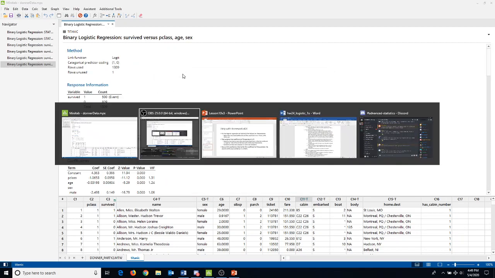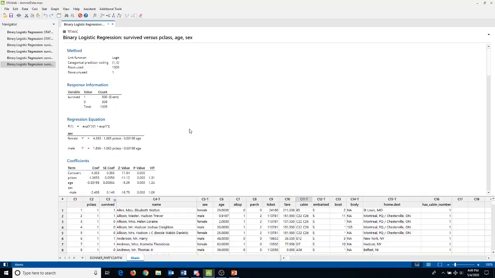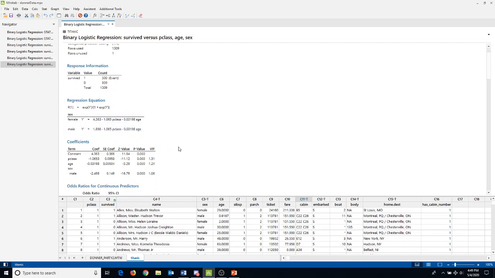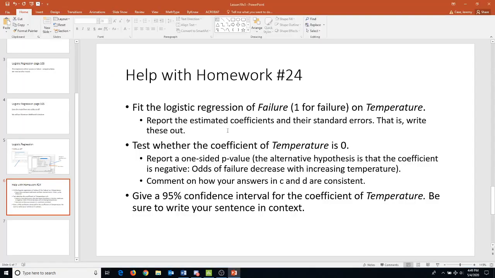Okay, so the first question is to fit the logistic regression for failure. I report the coefficients as 4.63, minus 1.065, negative 0.03198. And I could make another one where, if I put male in there, I could put negative 2.498 male. Then I get the standard errors here: 0.366, 0.0958, 0.0064. And then I get the z values that I would write out.